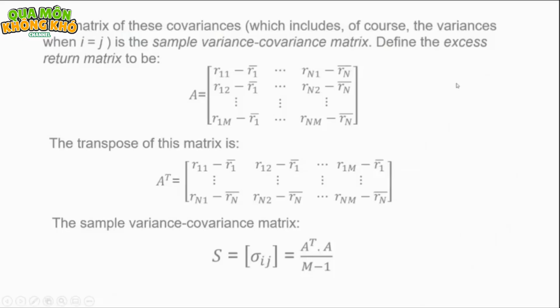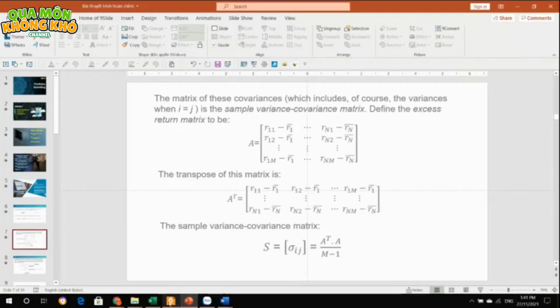Define the excess return matrix to be the matrix A here, and the transpose of this matrix is A power T, and we have the ultimate sample variance covariance matrix formula: S equals A power T multiplied by matrix A, divided by m minus 1. We will discuss this in detail.